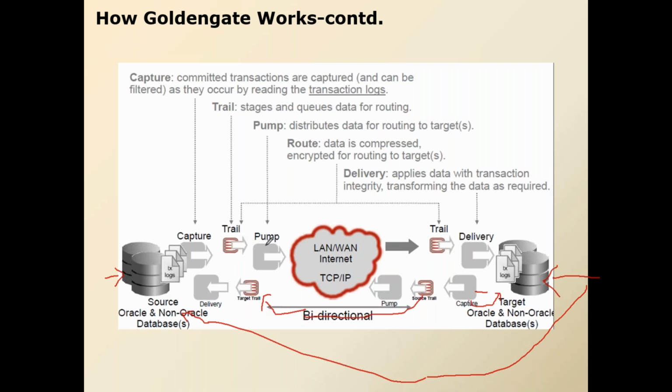So each process in GoldenGate is independent of each other. The capture process is independent of the pump and delivery. Similarly, another thing, if you see, this process flow is different. So site 1 to site 2.